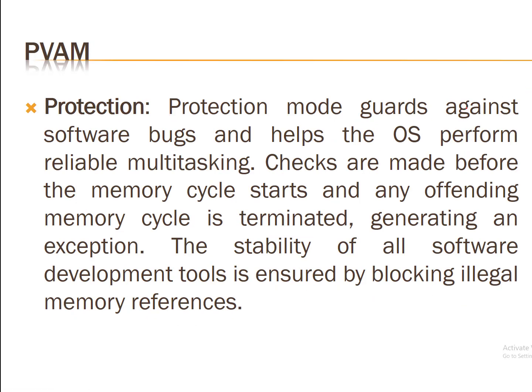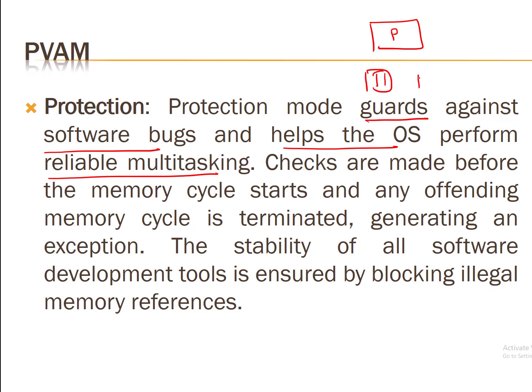Another feature supported by protected virtual addressing mode is protection. Protection guards against software bugs and helps the OS perform reliable multitasking. Why is it called reliable multitasking? Because if we consider a processor and two tasks, task 1 and task 2, the processor will switch from task 1 to task 2 and task 2 to task 1, and so on.